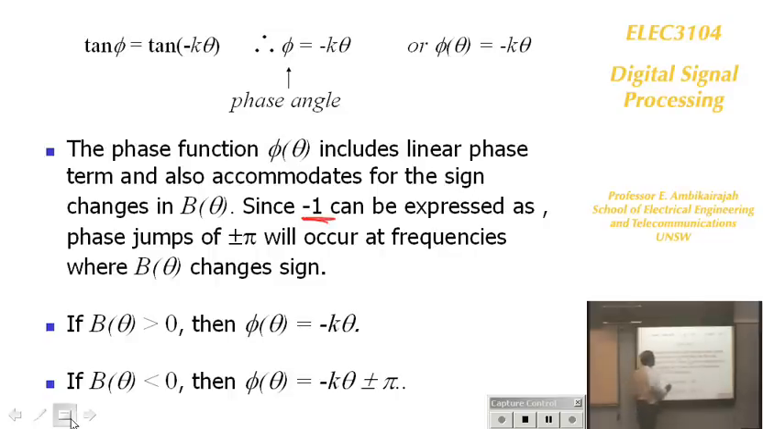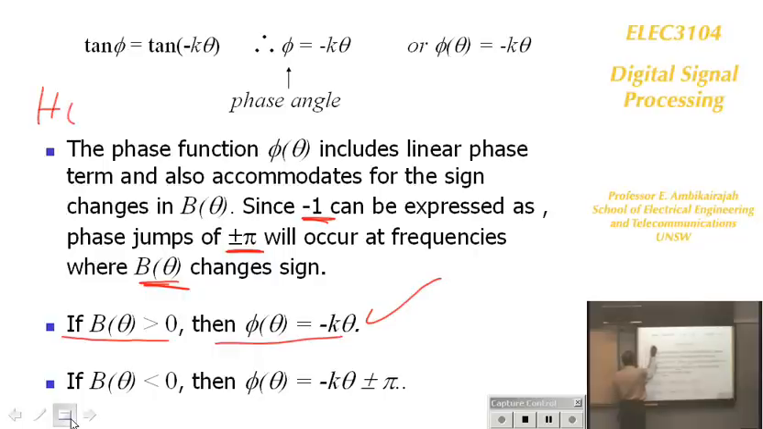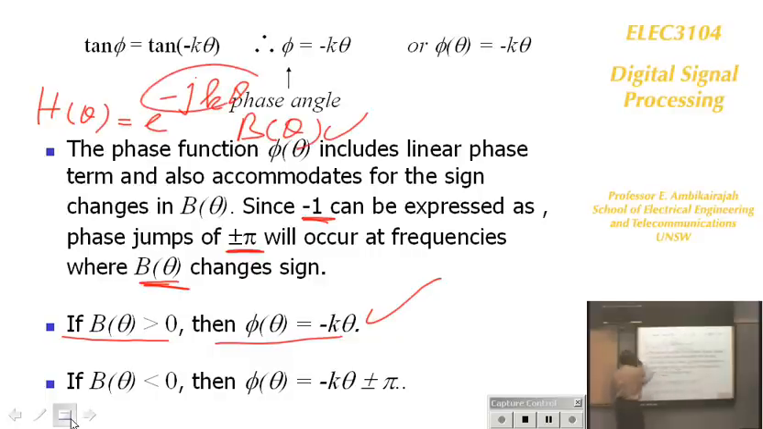Since minus 1 can be expressed as a jump of plus or minus j pi, we look at frequencies where b theta changes sign. If b theta is positive, then phi theta is that. No problem. If b theta is always positive, there's no difficulty at all. So we are saying h theta is equal to e to the power minus j k theta times b theta. If b theta is positive, no change. That's your phase. If b theta is negative, this will give you a plus or minus pi, which has to be added to the original phase. Remember that.